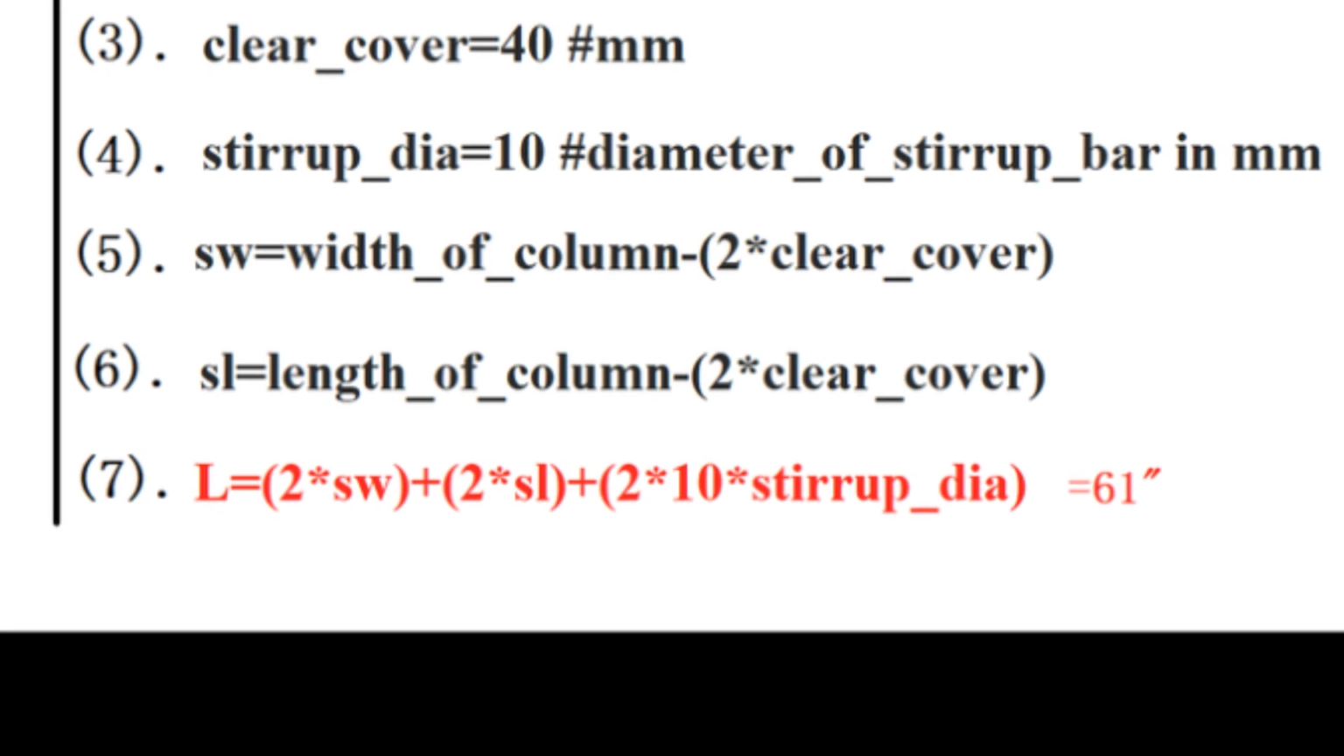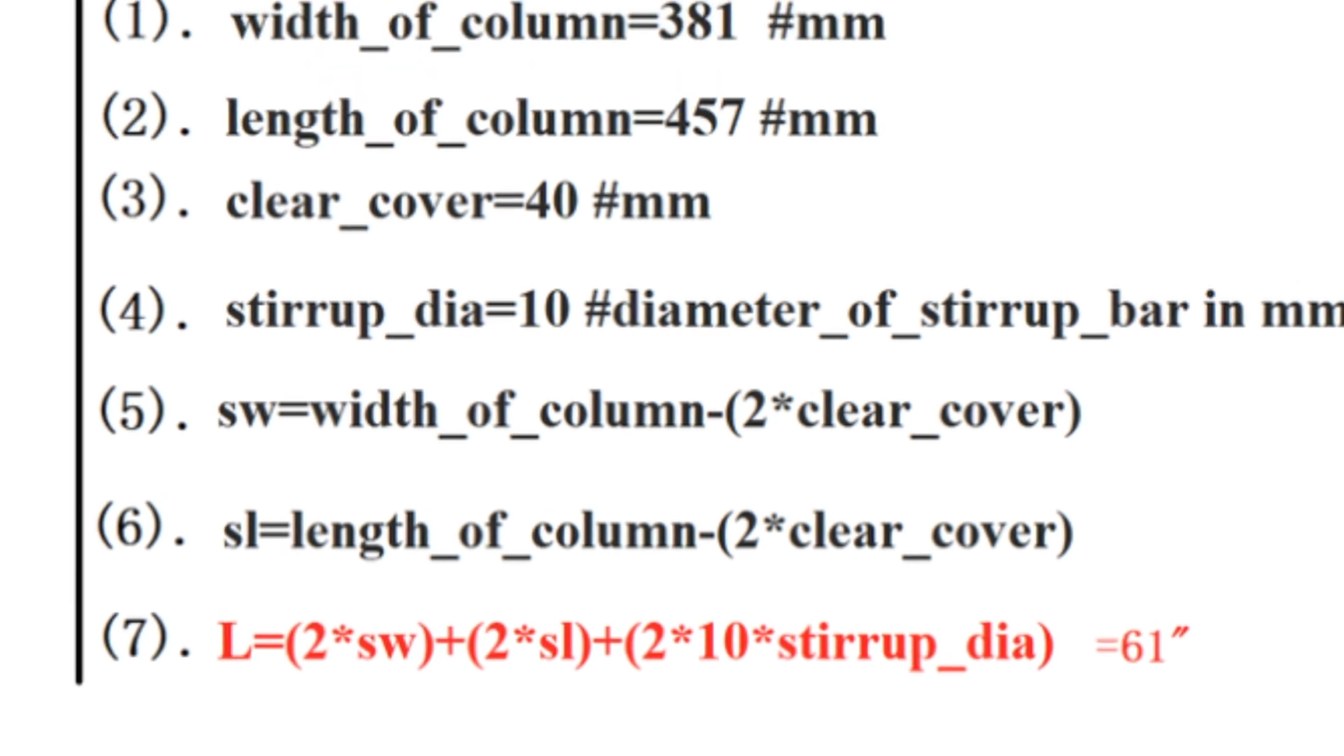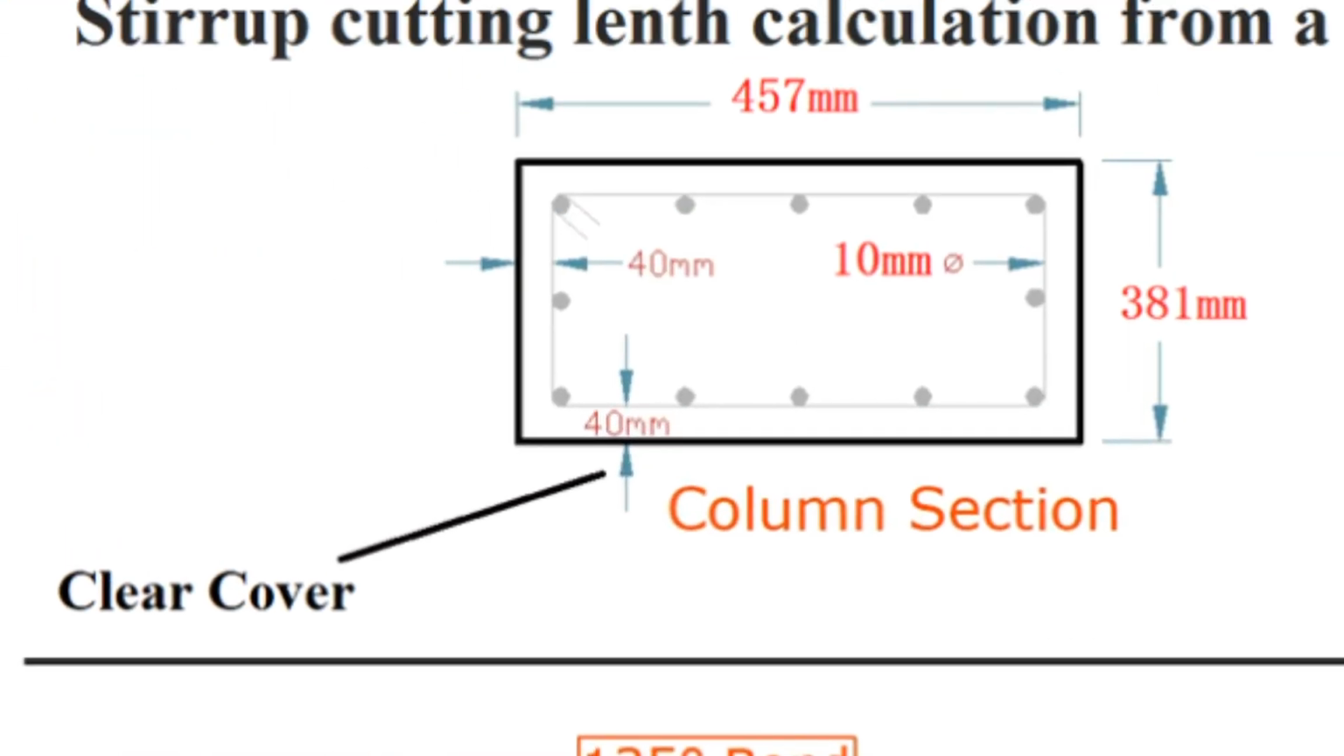So why is 2 times the clear cover subtracted from the given dimensions of the column? Because if we consider any of the dimensions, either width or length, we can see that the stirrup is 2 times the clear cover shorter than the length and width of the given dimensions of the column. You can see that reflected on the top in figure A. So if we subtract the clear cover from both sides of a given dimension, that gives us the stirrup length for the column in that dimension.